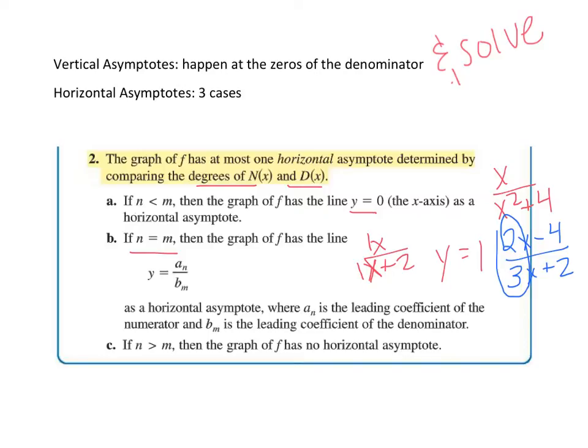If the top has a higher degree than the bottom, there are no horizontal asymptotes. So x cubed minus 3 over x plus 2 would not have a horizontal asymptote. It is top heavy.